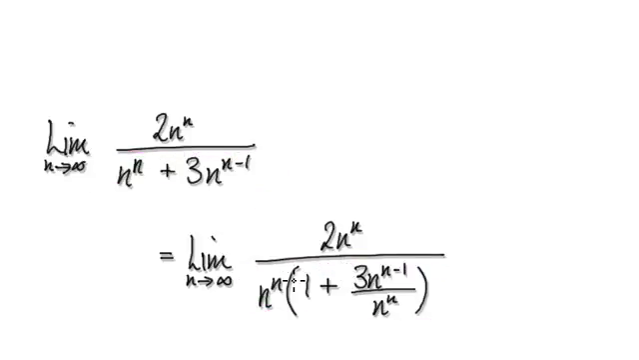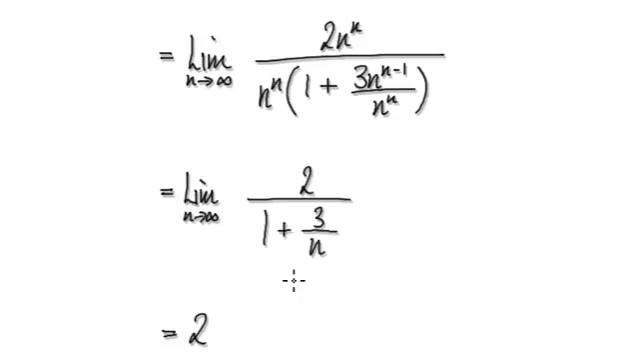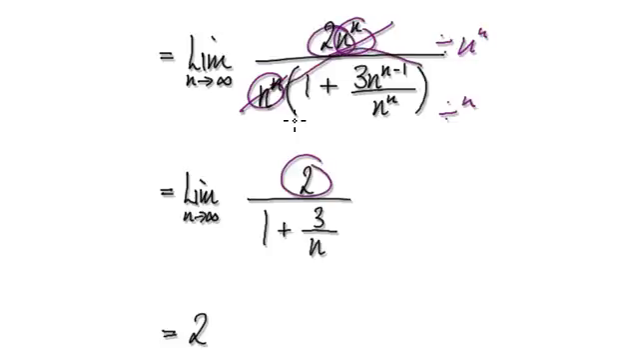So now exactly the same. So divide top and bottom by n to the power of n to the power of n. So this will disappear, this will disappear. So you've got a 2, and then what's left, and then what's left.